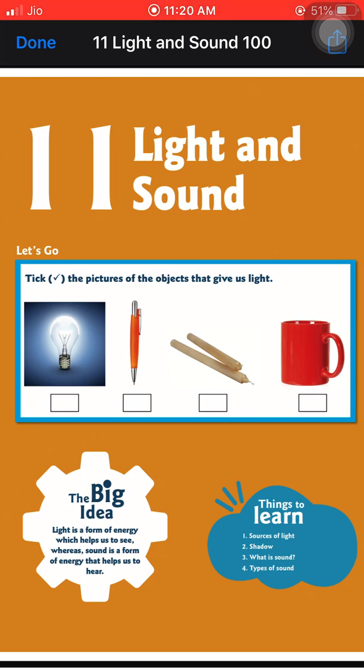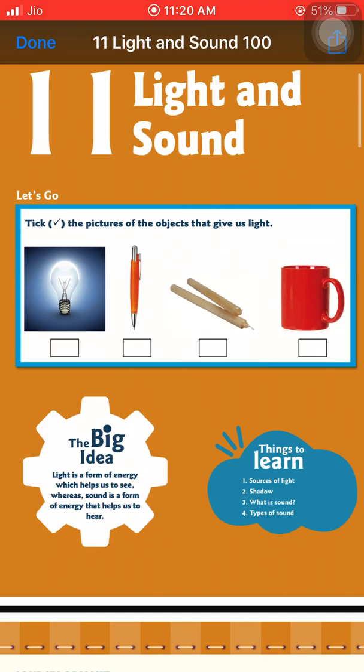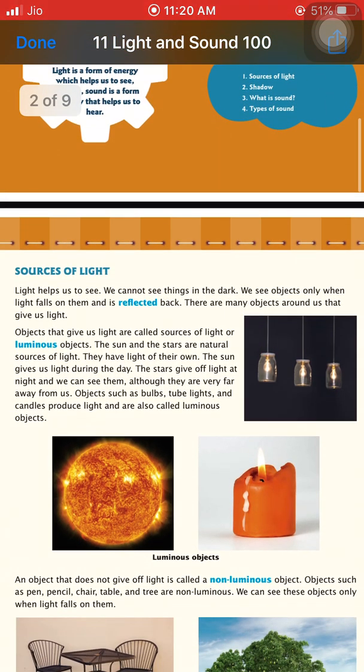Before starting this chapter, firstly observe the pictures given in the book. Take the pictures of the objects that give us light. The very easy answer is that the only object in these four pictures that gives us light is a bulb. The pen does not have any light, the candle is also not lit, and the cup also does not. So now we start with the sources of light.